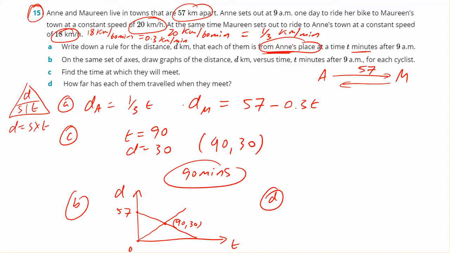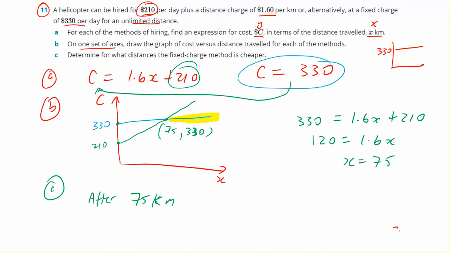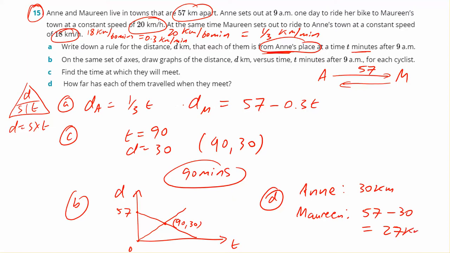Part D, how far has each of them traveled when they meet? So for Anne, we know she's traveled 30 kilometers because that's what the point of intersection says. However, for Maureen, it's a bit different, because she was initially 57 kilometers away. If she's at 30 kilometers from Anne's place, then that means she has 27 kilometers less. So she must have traveled 27 kilometers. So that's basically how you do this type of question.